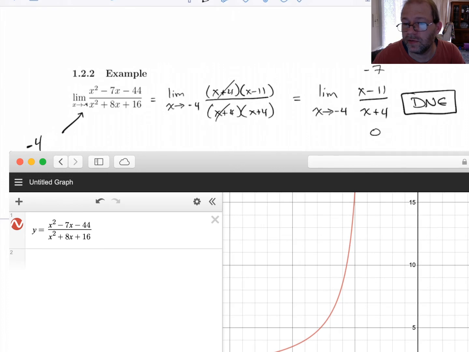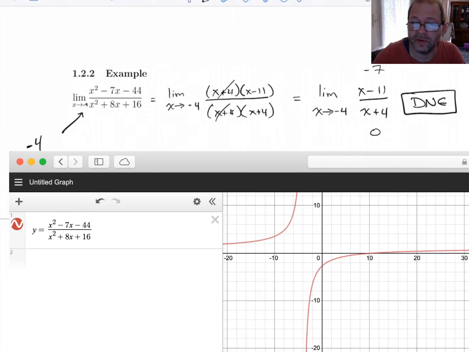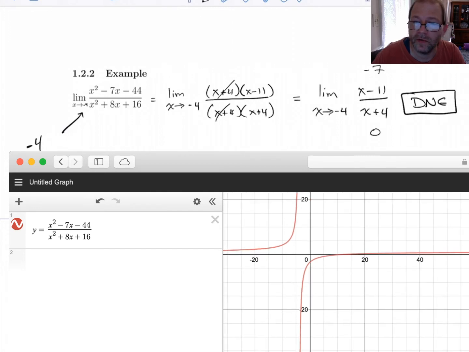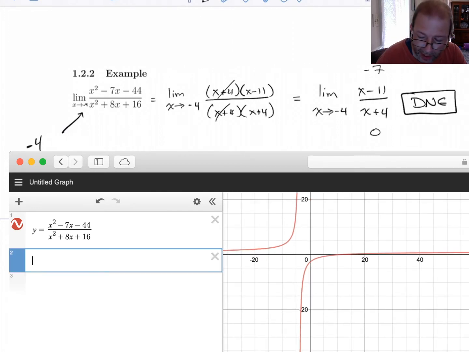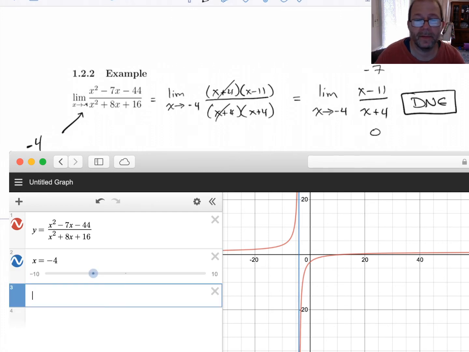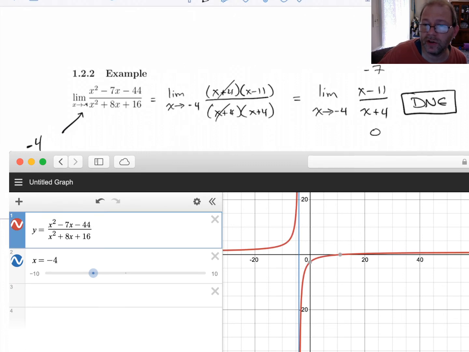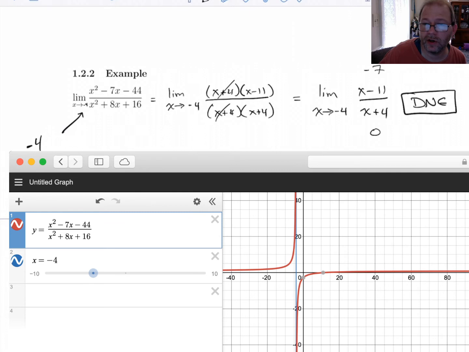Let me pull this up on the screen so it's nice and visible. Over here at negative 4, I'm going to put in x equals negative 4. That's our asymptote. If we get on the function and approach negative 4 from one side, it goes to negative infinity. If we approach from the other side, it goes to positive infinity. So we can't say anything more than just this does not exist.